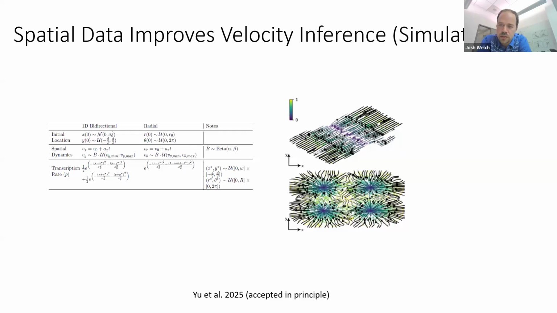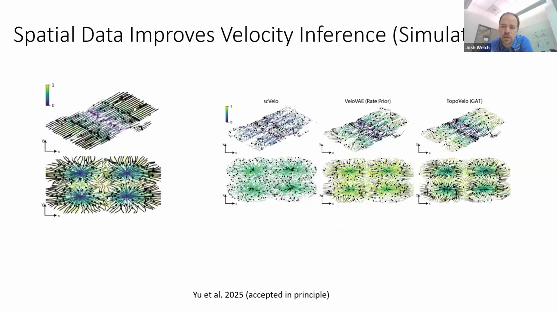And we can compare against these when we run inference. We compared against SCVelo and VeloVAE just to try to see what is the benefit of using a neural network approach versus SCVelo, and what is the benefit of using spatial graph convolution instead of a multi-layer perceptron. We could see qualitatively that there is an improvement, and we also can see this quantitatively, which I'll show on the next slide.